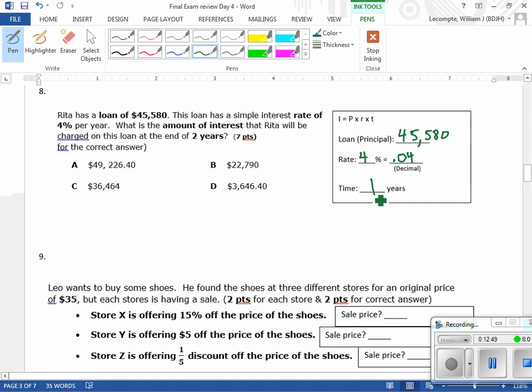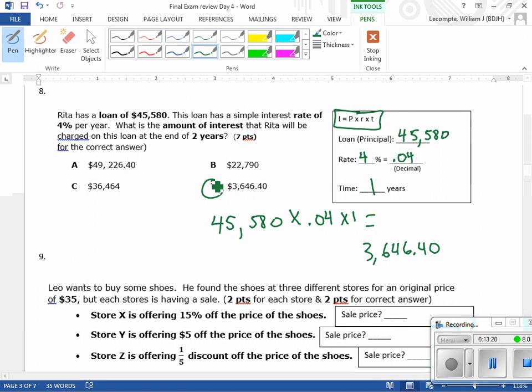So if I put the principal, the rate, and the time all together, I get 45,580 times 0.04, because I changed it to a decimal, times 1. And that is equal to $3,646.40. So I would choose D. They're not looking for the total cost. They're looking for what the interest would be. This is my I.